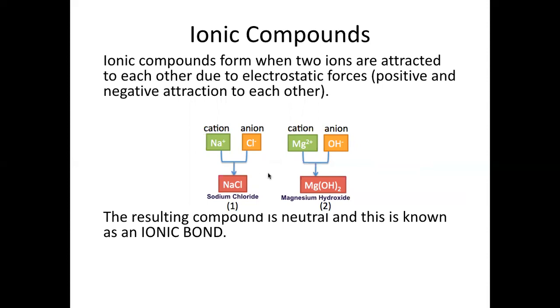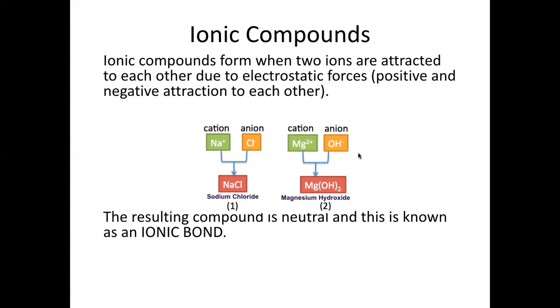So let's take sodium chloride, which is known as table salt, as an example. Sodium has a +1 charge, so it's a cation. And we have chlorine that has a -1 charge, that is an anion. And because positives and negatives attract, they form this sodium chloride or NaCl molecule, and it is neutral. So that means that the positive charge and the negative charge balance each other.